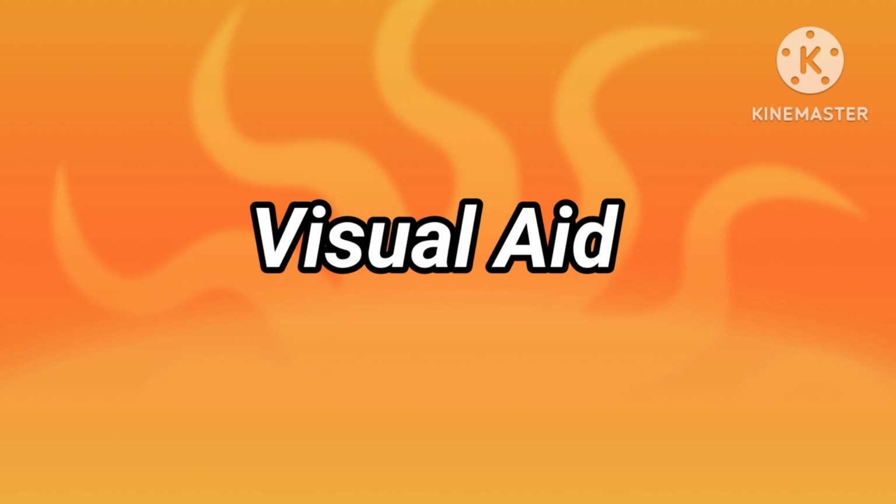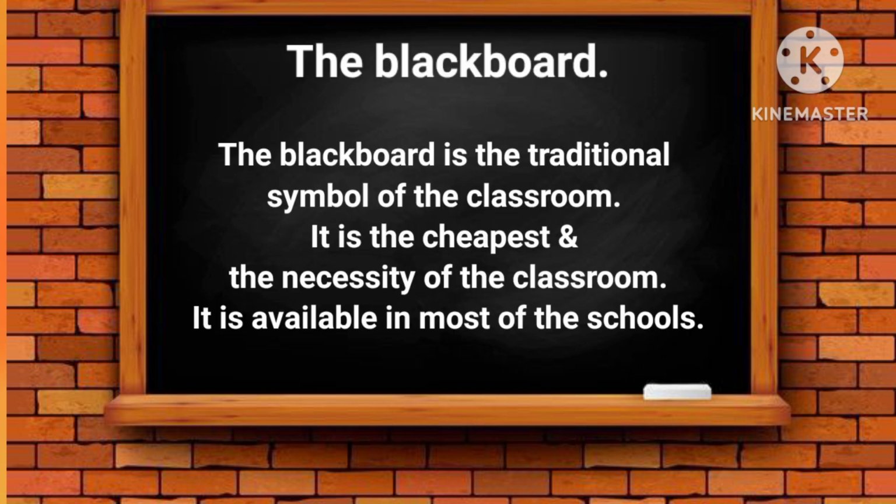As per the study, the students learn 83% through sight. So visual aids are very important in the teaching learning process. So let's see the examples. First is the blackboard. It is very hard to imagine a classroom without a blackboard. The blackboard is the traditional symbol of the classroom. It is the cheapest and bare necessity of the classroom. It is available in most of the schools.